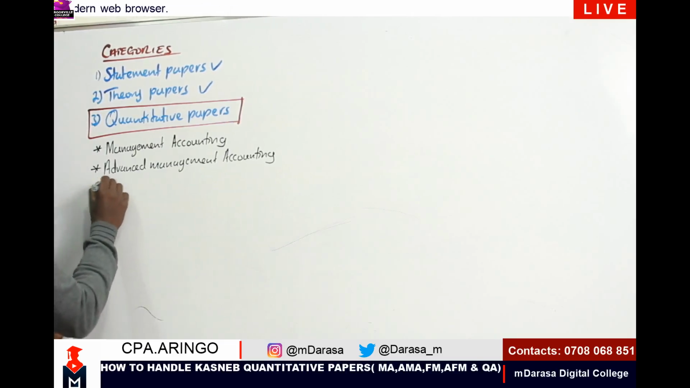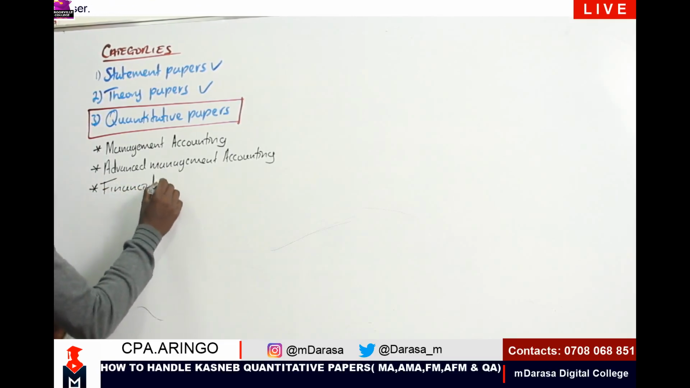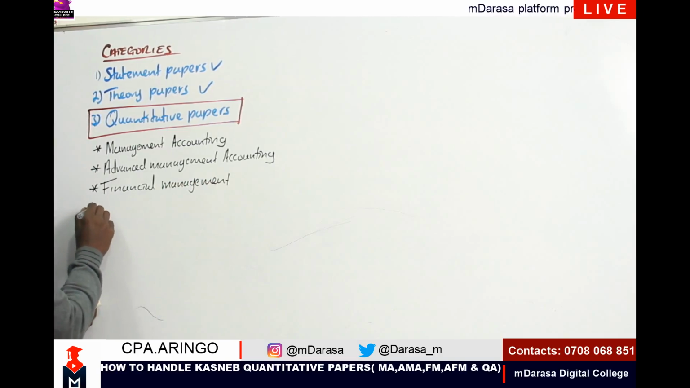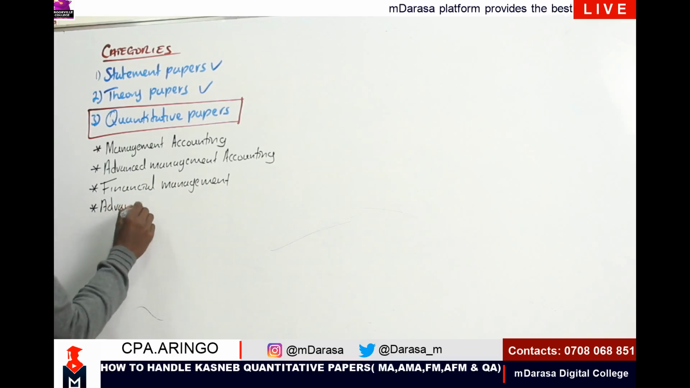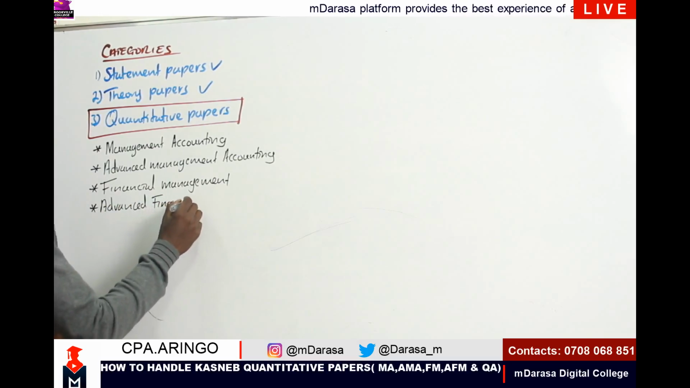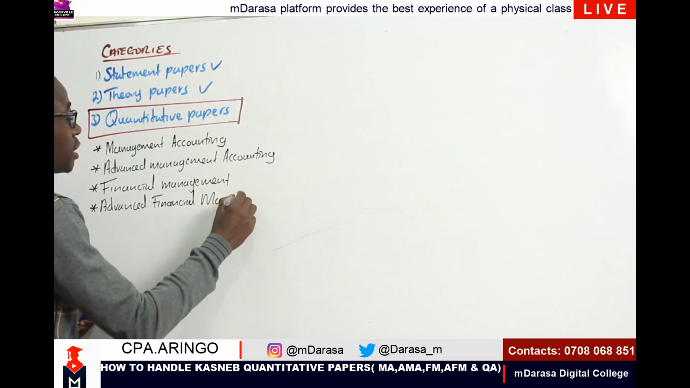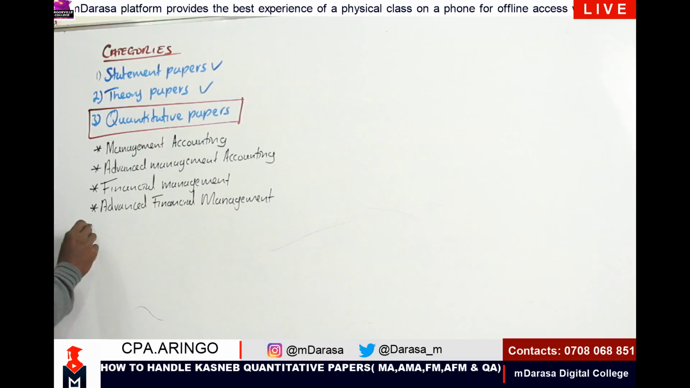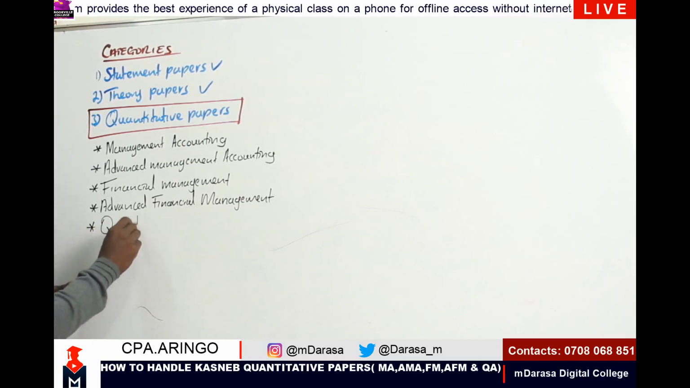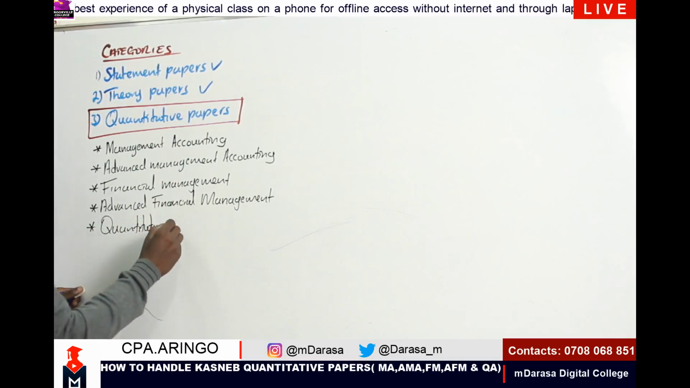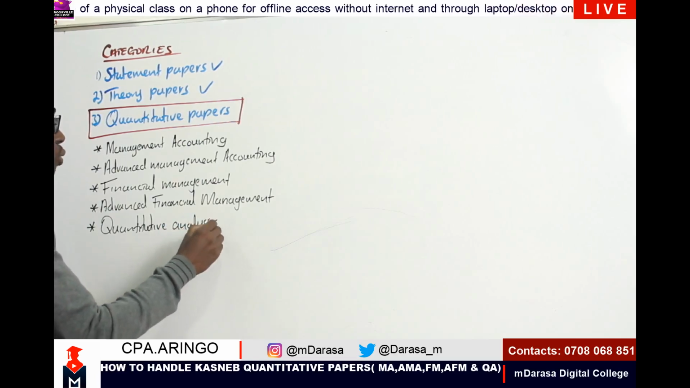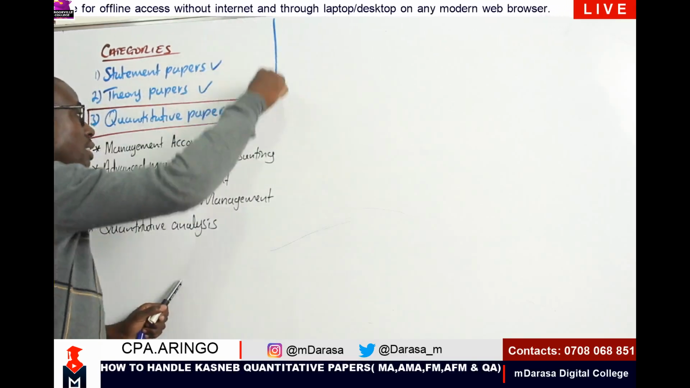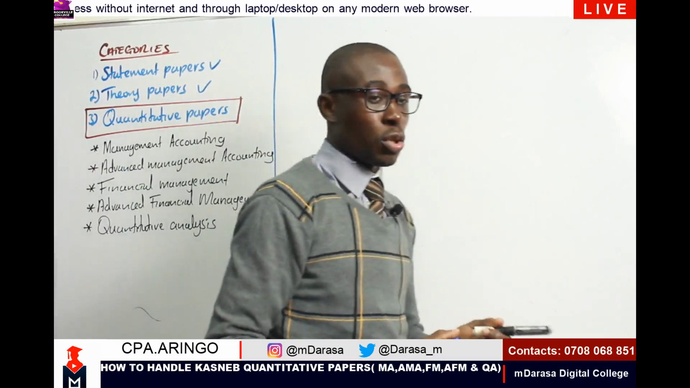Talk about financial management, which is in section 3. And talk about advanced financial management, which in this case is in section 5. Then the last one, we normally tend to talk about quantitative analysis, commonly known as QA, which is in section 4. So these are the quantitative papers that we'll always be talking about.